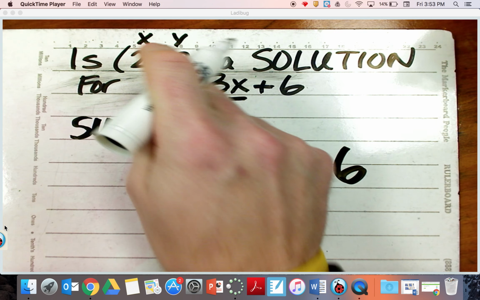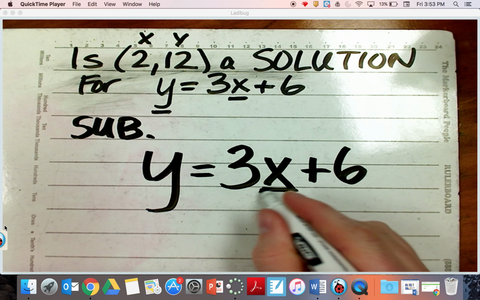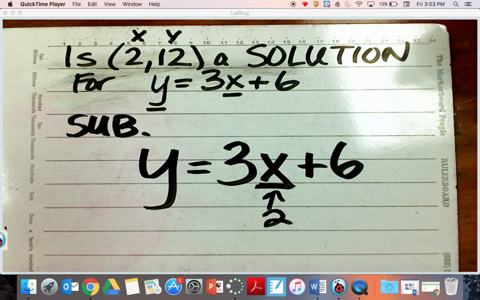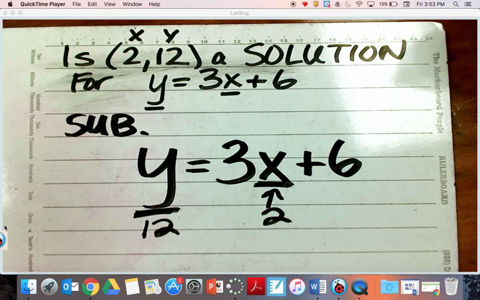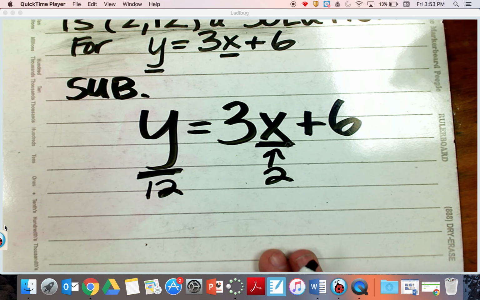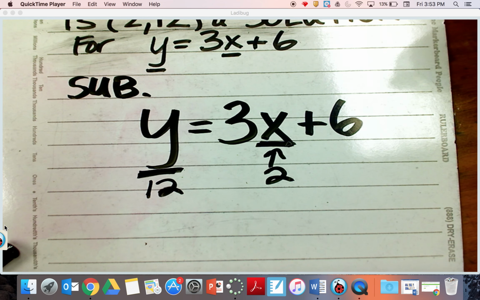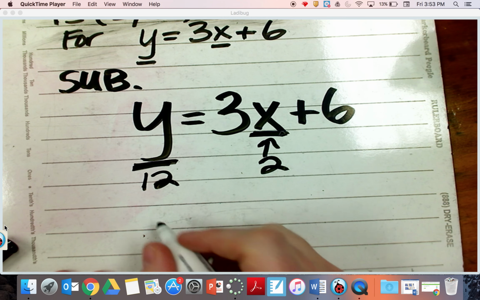And so this ordered pair up here, (2, 12), the 2 is your x value. So that 2 will go inside this x value. So this x value here becomes a 2. This y value becomes the 12. Then all I have to do is do my arithmetic on my calculator and see if this part right here, 3 times 2 plus 6, will give me 12. And if it does, then it's a true statement. So let's see what happens.